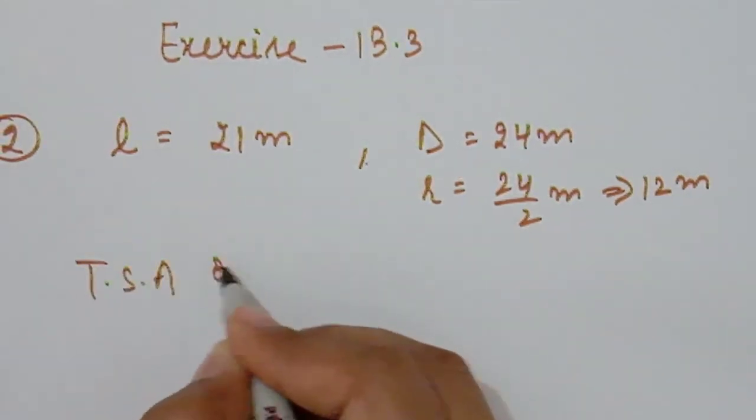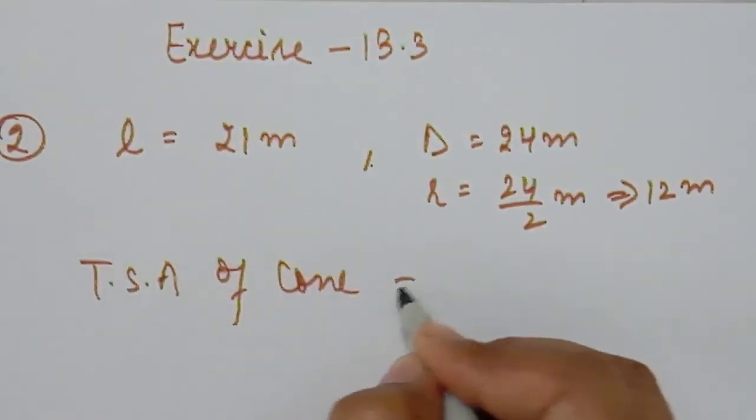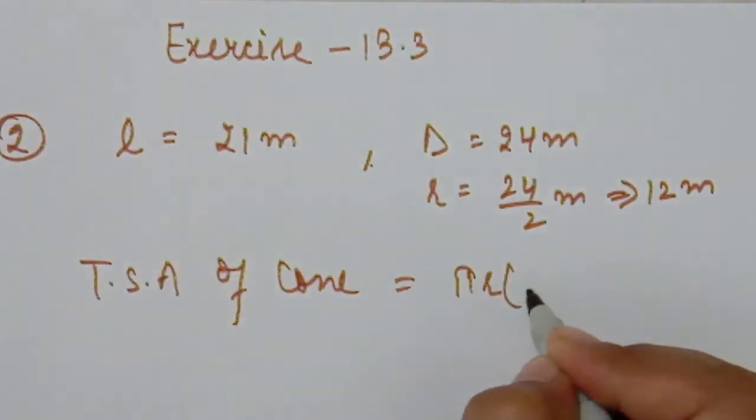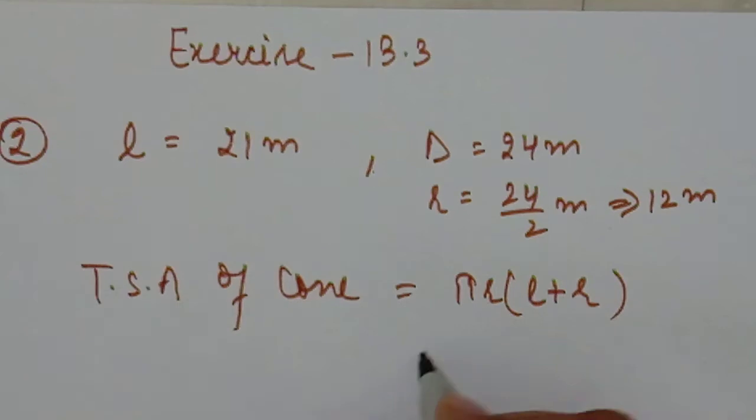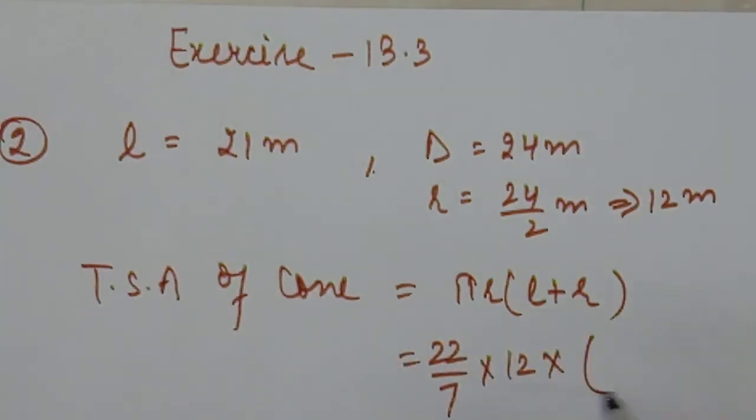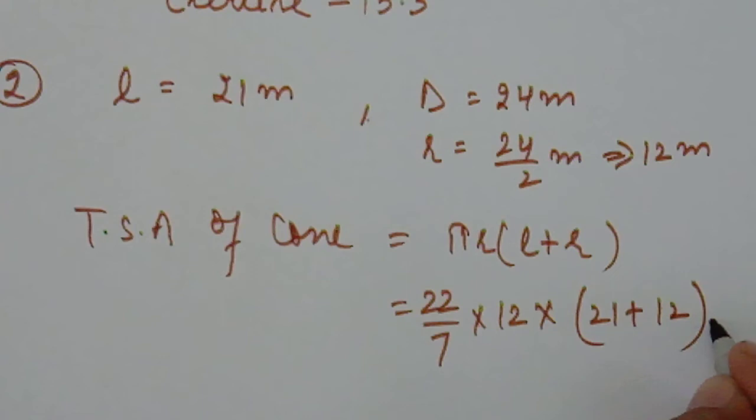Total surface area of cone is pi r into L plus r. So we will put all the values: 22 upon 7, r is 12, and then L is 21 plus r is 12 again, in meter square. You have to solve all these calculations, then you will get your answer.